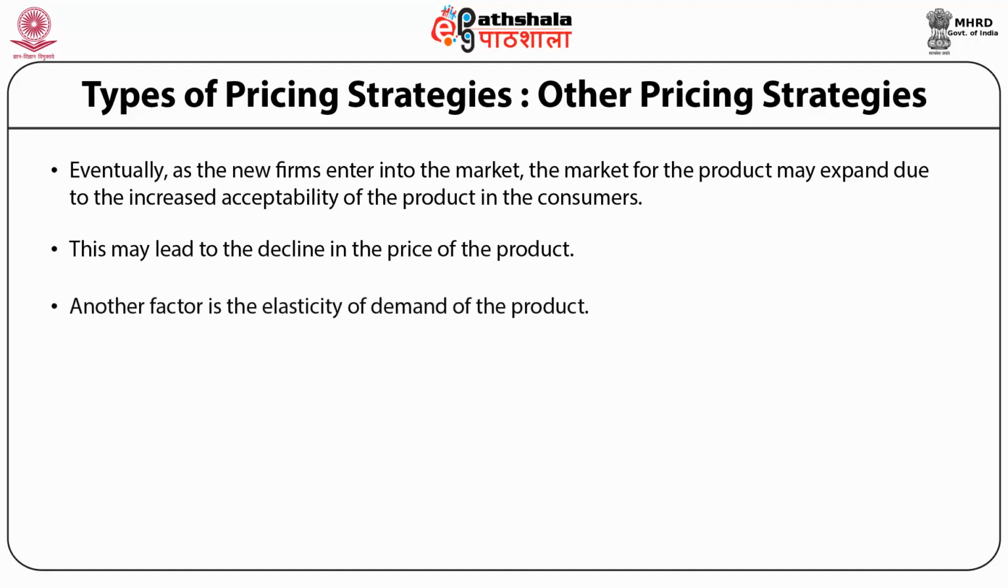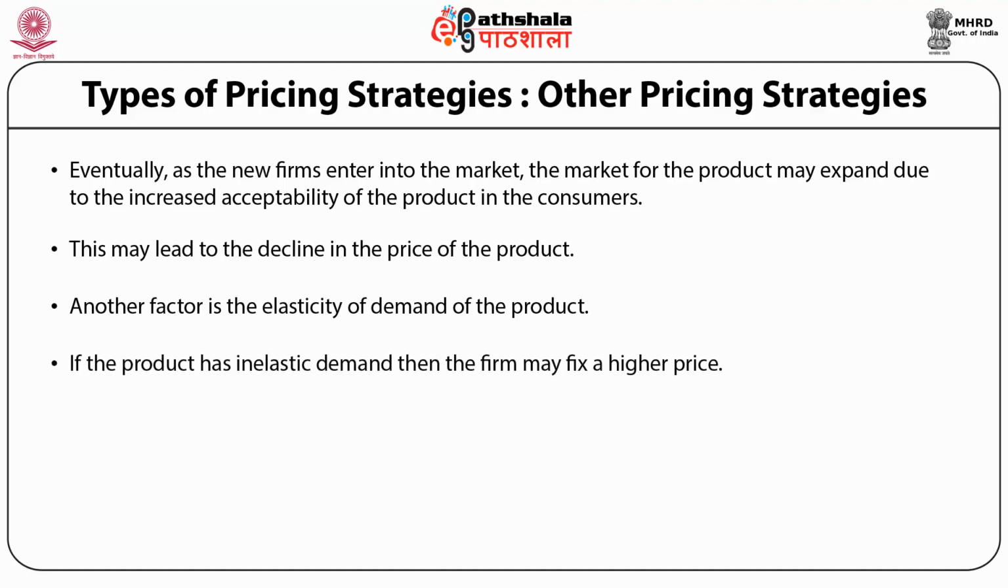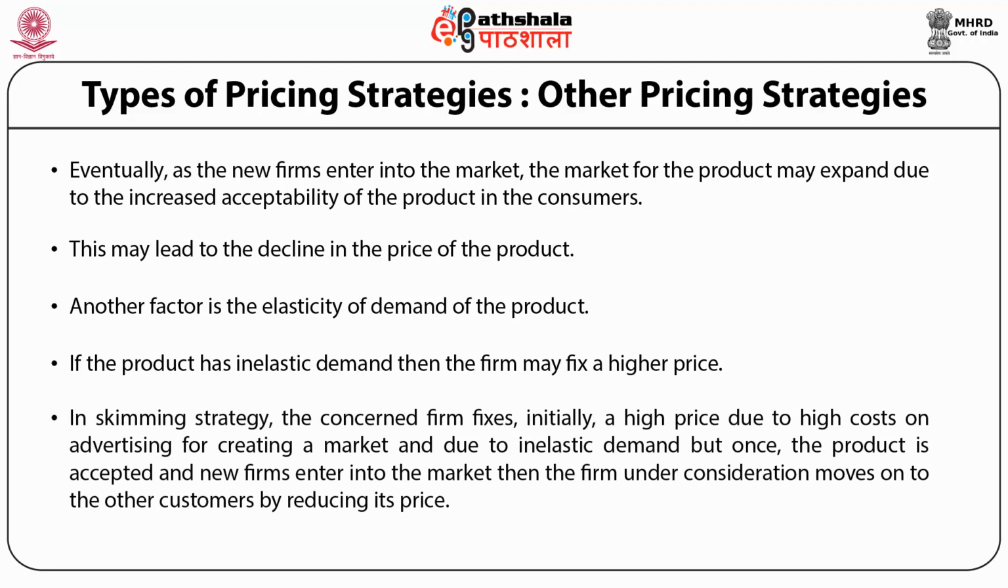Another factor is the elasticity of demand of the product. If the product has inelastic demand, then the firm may fix a higher price. In skimming strategy, the concerned firm fixes initially a high price due to high costs on advertising for creating a market and due to inelastic demand, but once the product is accepted and the new firms enter into the market, the firm under consideration moves on to the other customers by reducing its price.